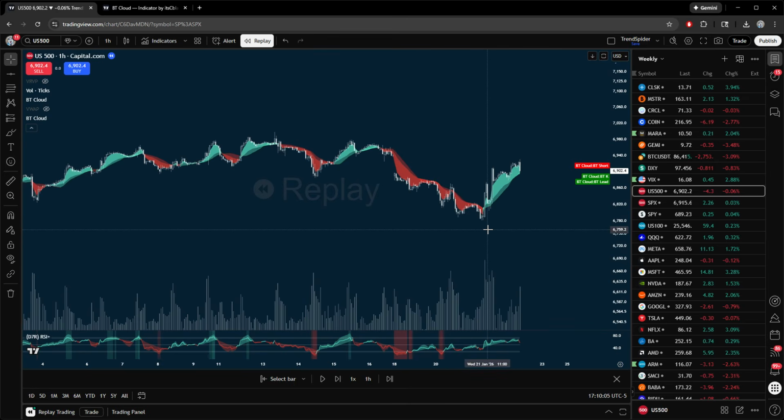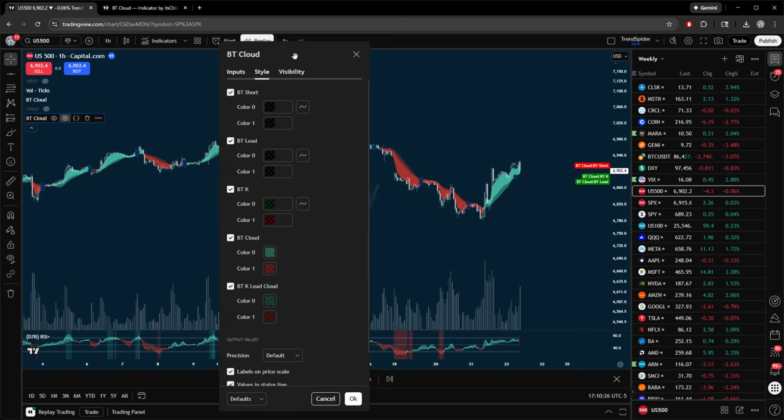When the cloud is green, like you see here, that means we're in an uptrend. The BT short line is above the BT lead line, creating this green cloud. This is our signal to only trade long positions. When the cloud is red, we're in a downtrend and we only trade short positions. Simple, right?